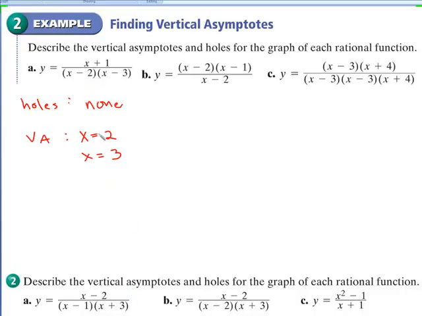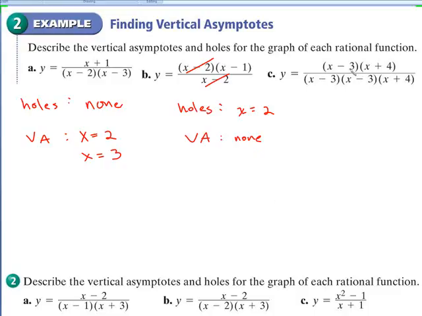So we know that if we were graphing this, at x is equal to 2 and 3 we would have vertical lines, vertical asymptotes at those points. Over here, let's take a look. Do we have any holes? Well, these do cancel out. So at x is equal to 2, we're going to have a hole. And then anything in the denominator left over? Nope, nothing in the denominator left over. So we have no vertical asymptotes, none.